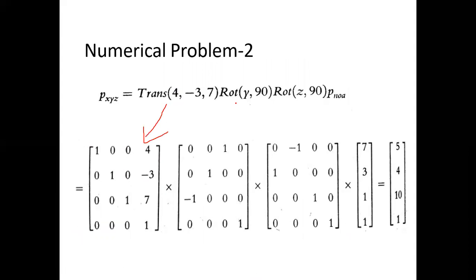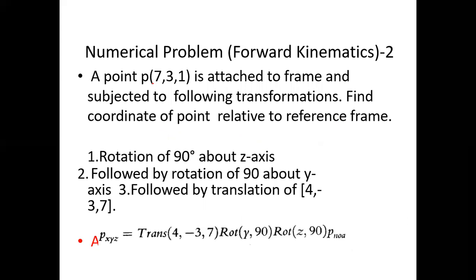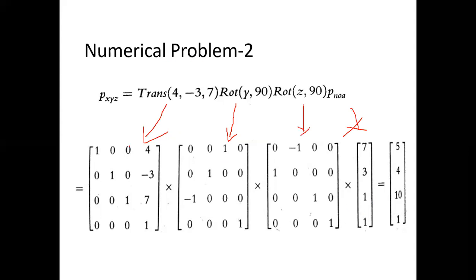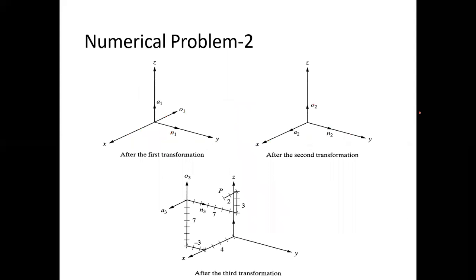For rotation, y of 90, already we have sin theta and cos theta values. You have to define the theta value as 90. Okay, for this sin and cos theta we can get the values 1 or minus 1. So this is the rotation of z comma 90. Then the unit vector, that is the given position, that is P of 7 3 1. You have to multiply all these values in matrix format, then you will get the answer 5 4 10. This is the final concept.